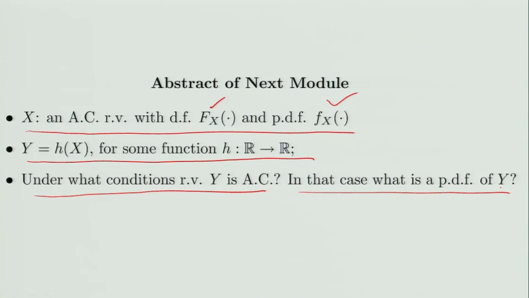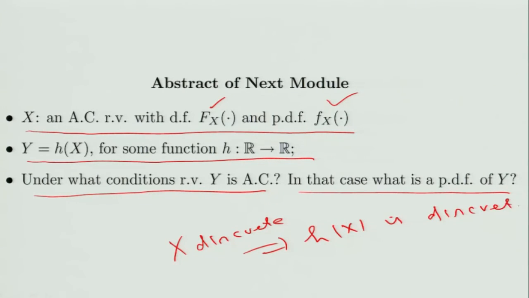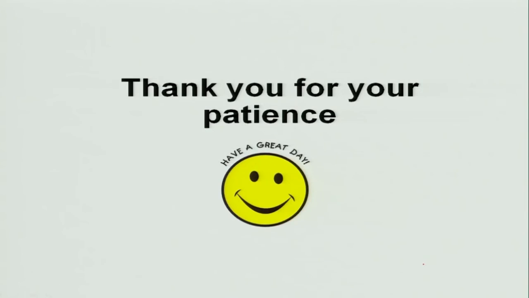Note that in the discrete case, we saw that if X is discrete, this would clearly imply that h(X) is discrete, and we know how to find the distribution of Y. So a similar thing we'll see in the absolutely continuous case: when X is absolutely continuous, can I say that h of X is also absolutely continuous? That is something we'll address in the next module. This was all for this module.